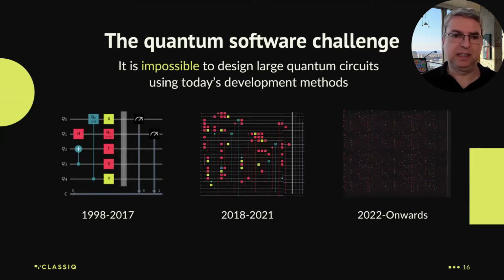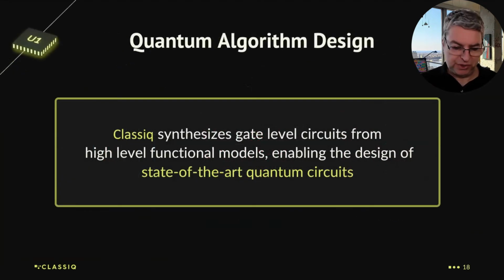So we believe at Classiq that with the existing methods of designing quantum circuits, it will be impossible to design larger and larger circuits with more qubits, with more depth, circuits that are necessary to solve these larger optimization problems. So what are we doing about it? Our approach is different. It is a higher level approach.